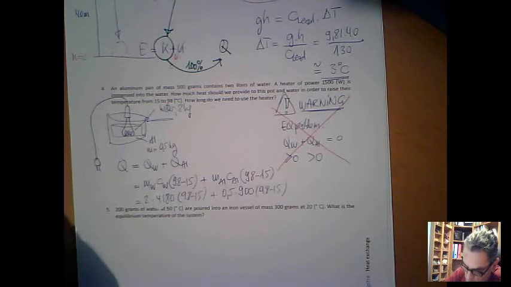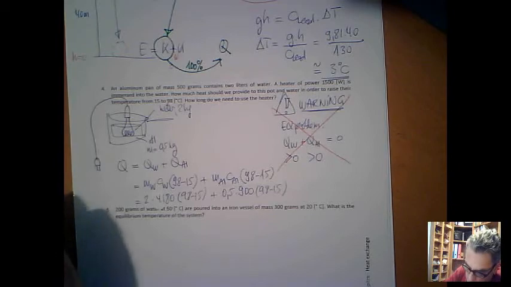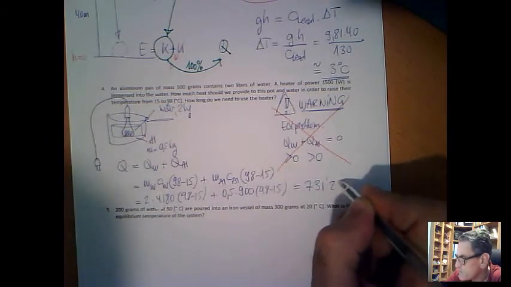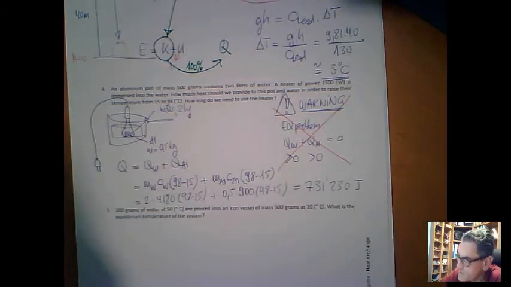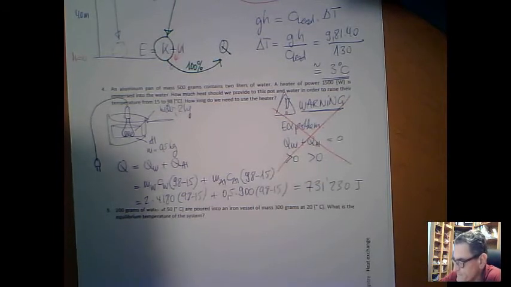Now let's do this calculation. So it's 2 times 4180 plus 450 times 98 minus 15, and that gives me 731,230 joules. I hope I did it correctly. This is the total energy we need to warm up the system.